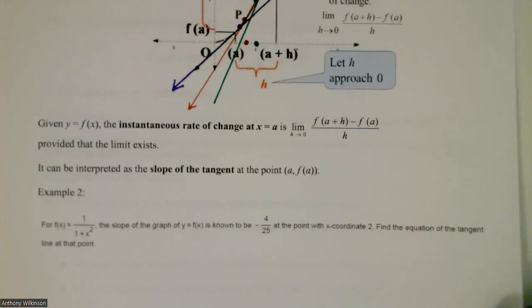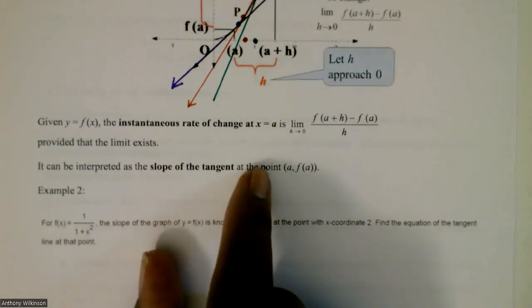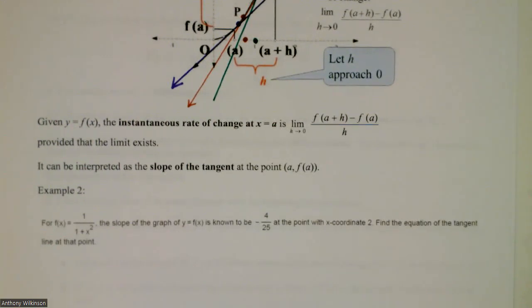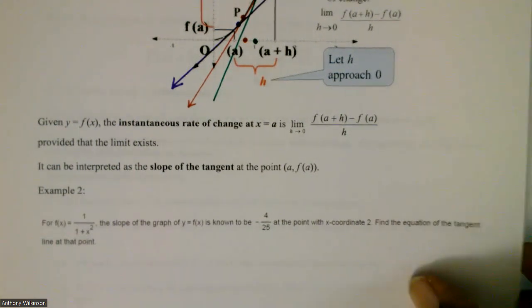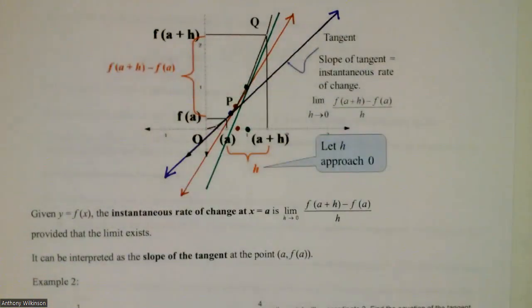So here, if you're given y equal f of x, the instantaneous rate of change at x equal to a is equal to the limit as h approaches 0 of f of the quantity a plus h minus f of a, provided that the limit exists. And this can be interpreted as the slope of the tangent line at the point a, f of a. So the more tangent lines I draw, I'm going to end up getting the tangent line eventually.